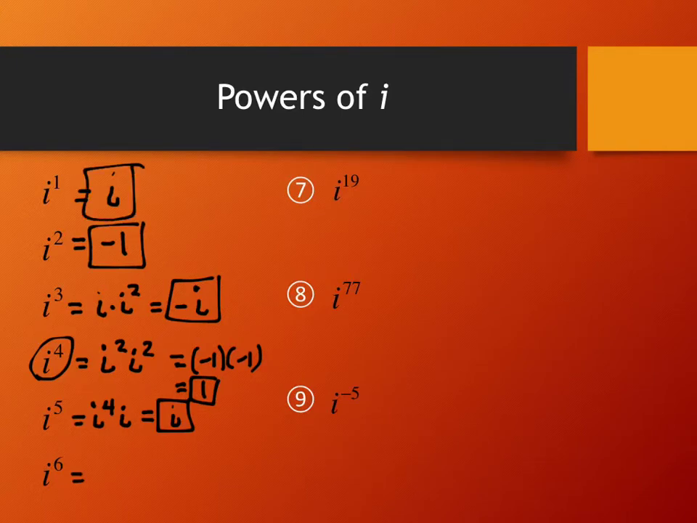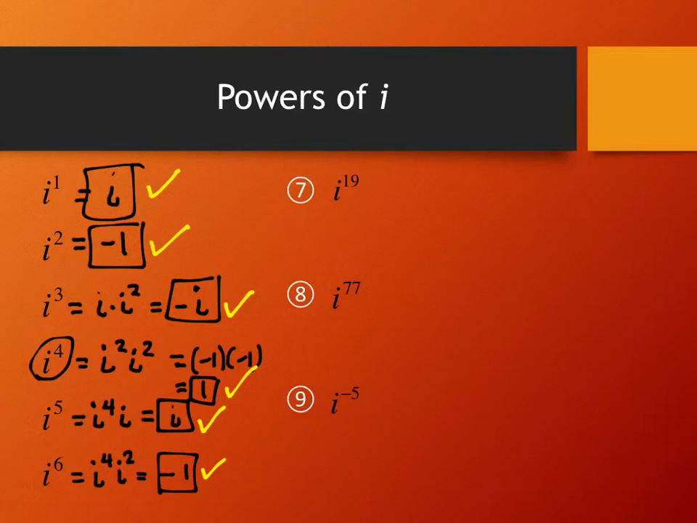i to the 6th, again, would be i to the 4th, and then i squared. Well, i to the 4th is 1, i squared is negative 1. And hopefully you see we've got a pattern established. We went from i to negative 1 to negative i to 1. i to negative 1. And if we went i to the 7th, it would be negative i. And i to the 8th would be 1.